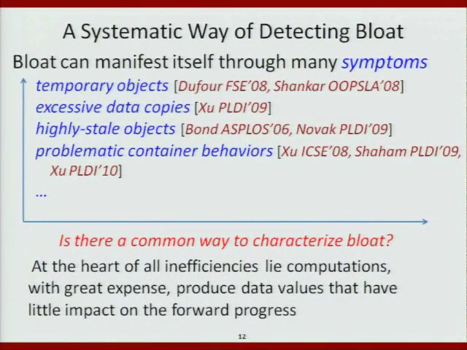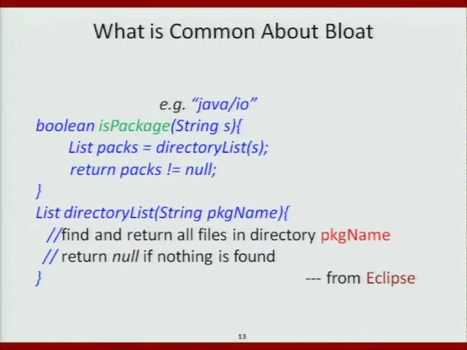As bloat is really about runtime inefficiencies, we found that what is really common about different kinds of bloat is that there exist operations that are very expensive, very hard to execute, but do not produce data values that have large benefit or impact on the forward progress. In other words, the costs of those operations are out of line with their benefits. This observation actually motivates us to compute these cost-benefit measurements to help programmers do performance tuning. So how are we going to do that? Let's first look at the example.